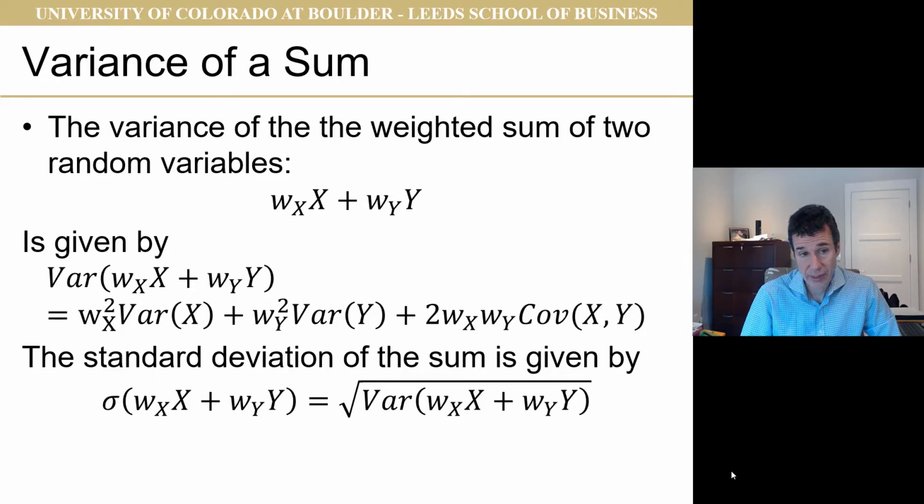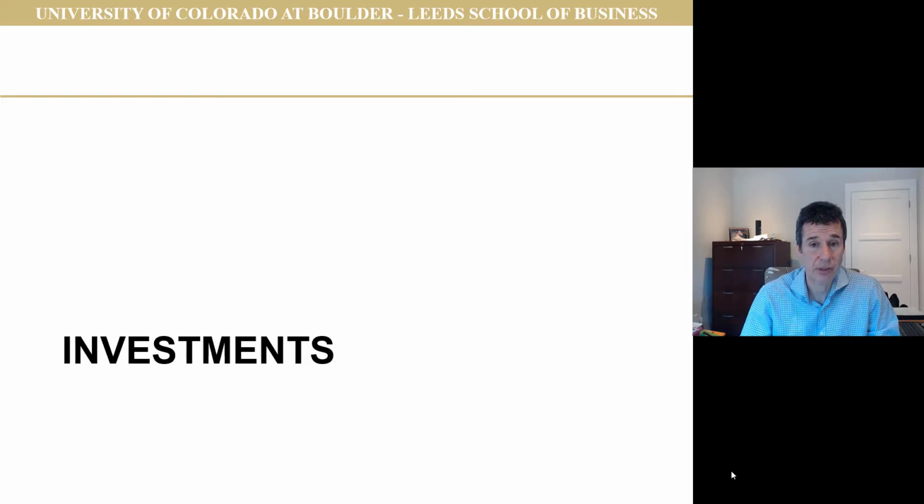So the standard deviation of the weighted sum of two random variables is the square root of the variance of the weighted sum of two random variables. So it's a fairly complicated formula, but relatively straightforward once we know what it is. And again, I strongly encourage you to learn that formula because we're going to use it a lot as we go forward. Now we're going to do some specific examples here, thinking about investments.